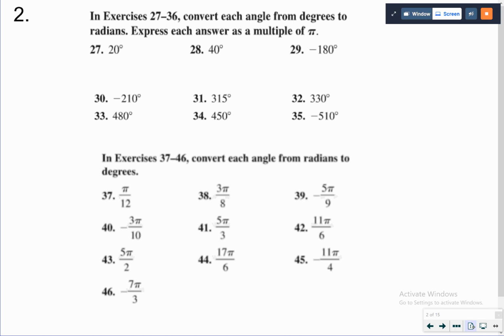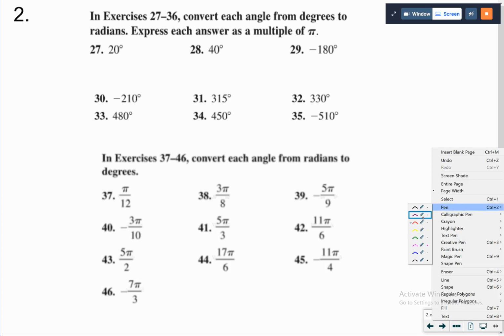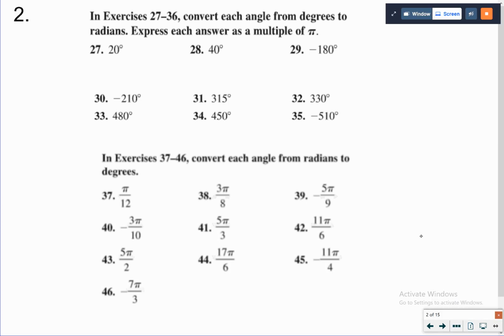Okay, number 2. So you will only have one or the other of these. It will not be both on the test. It's just converting degrees to radians, radians to degrees. That's it. Let's pick one of each. Pick one from the top. 34. Okay, so 450 degrees.